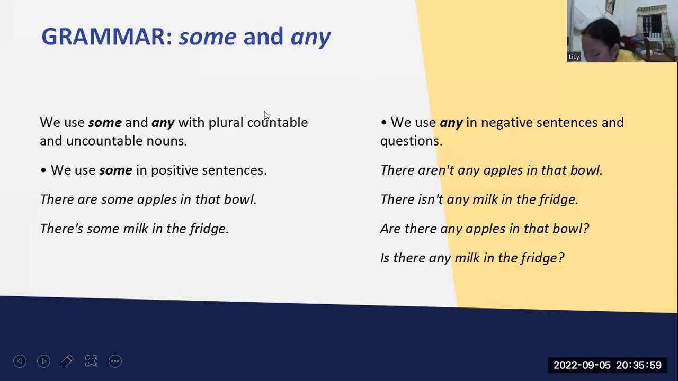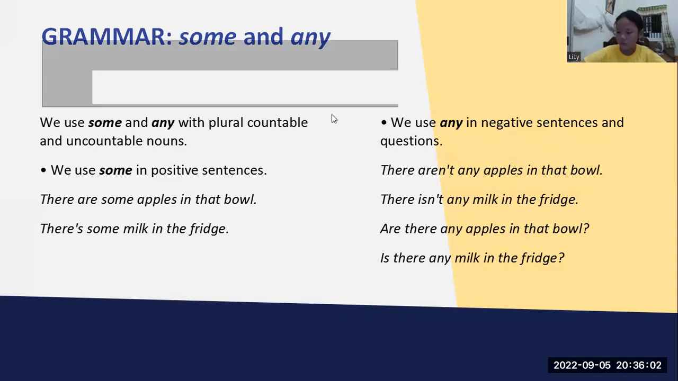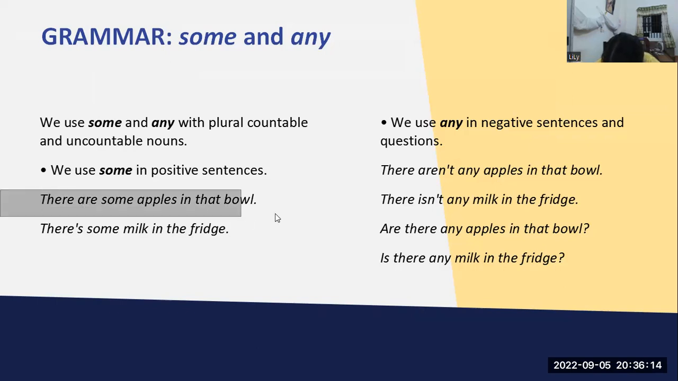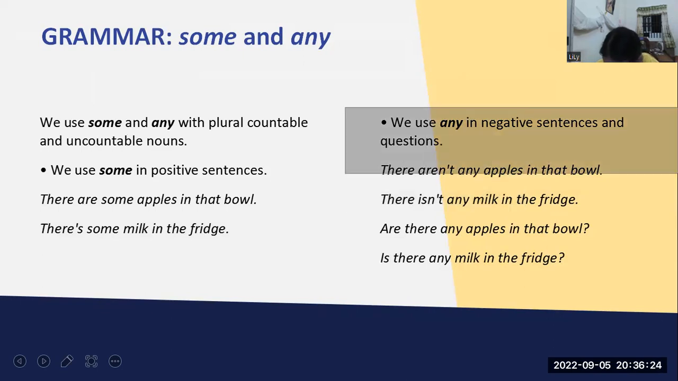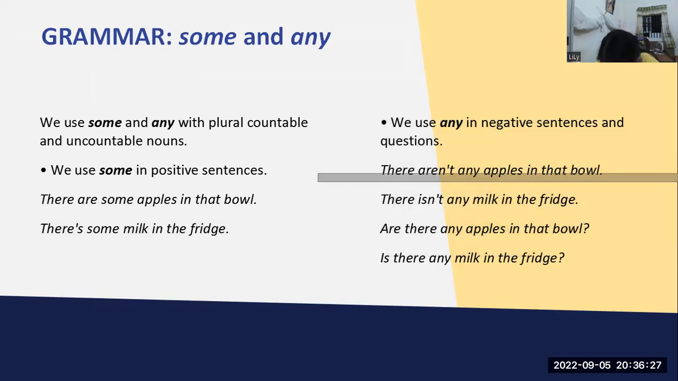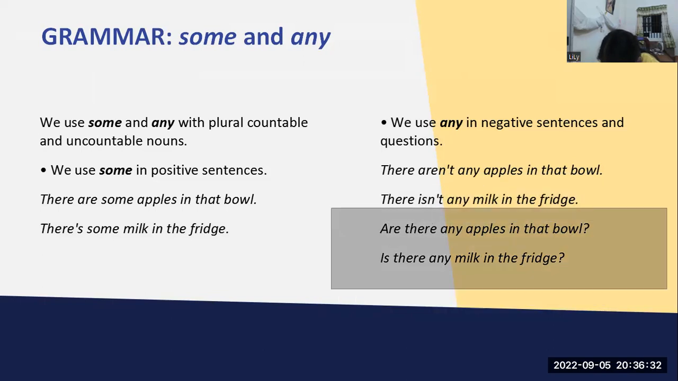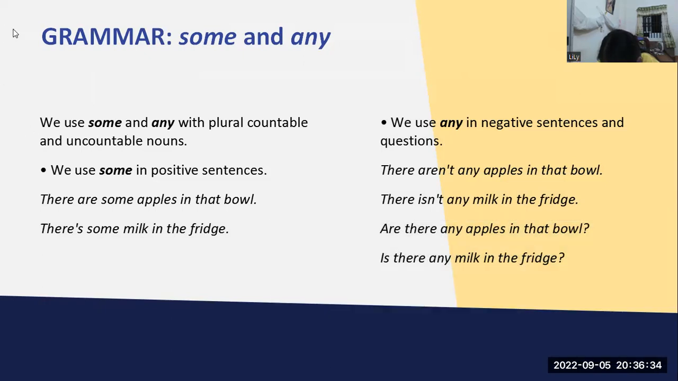Okay, so here, let's learn the grammar, some and any. Please listen to me, Lily. We use some and any with plural countable and uncountable nouns. Then we use some in positive sentences. Example, there are some apples in that bowl. There's some milk in the fridge. Then we use any in negative sentences and questions. Example, there aren't any apples in that bowl. There isn't any milk in the fridge. Are there any apples in that bowl? Is there any milk in the fridge?